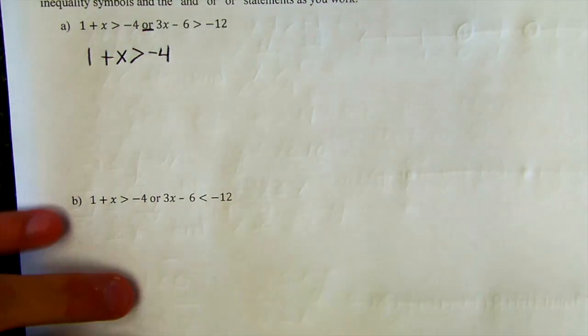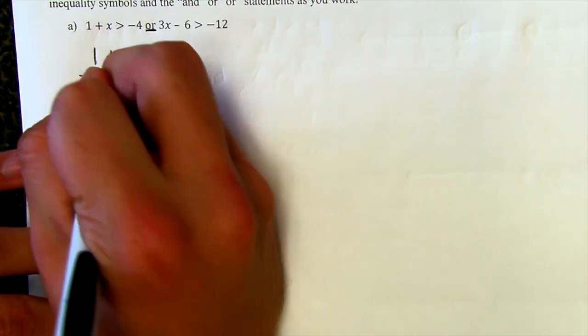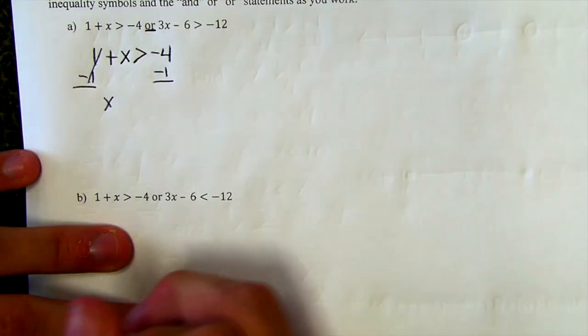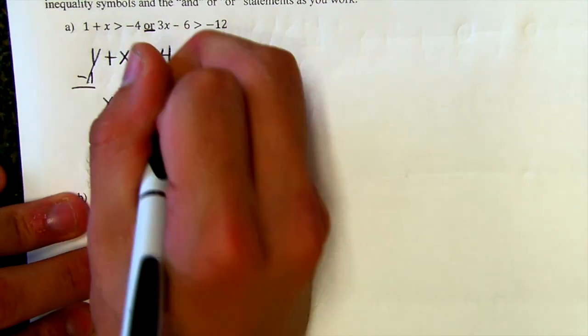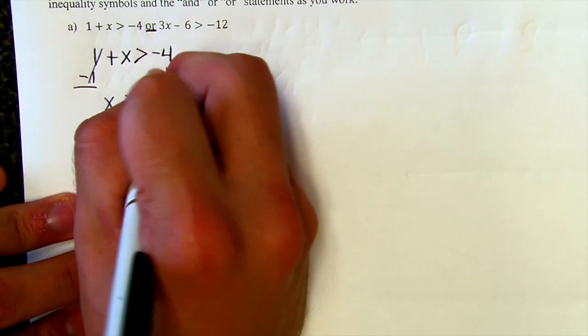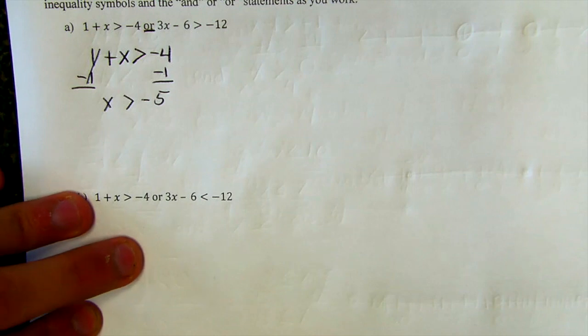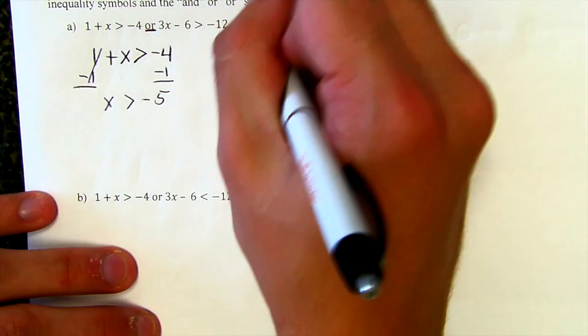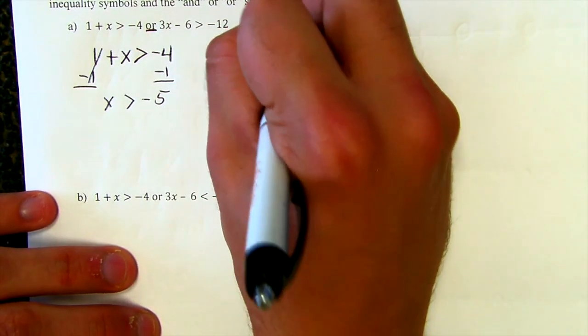So looking at this, let's solve the first one. We have 1 plus x is greater than negative 4. And then on both sides, we're going to subtract 1. So we get that x, the ones will cancel, is greater than negative 4 minus 1 is a negative 5.